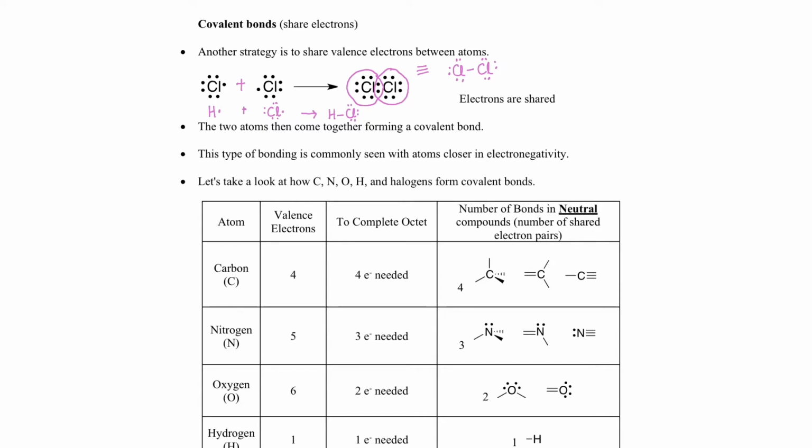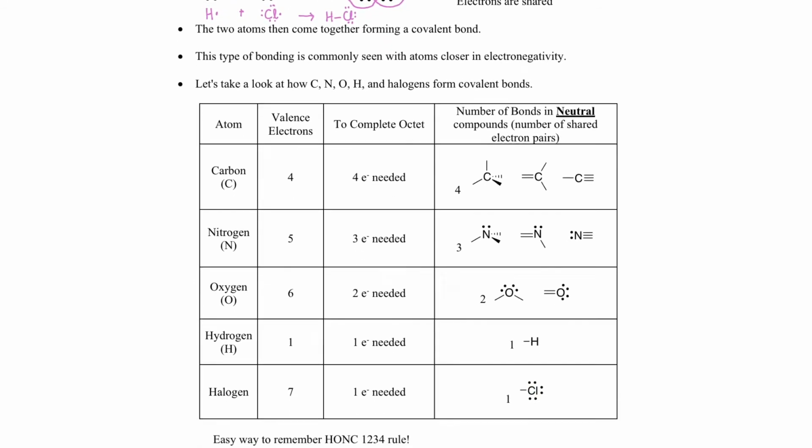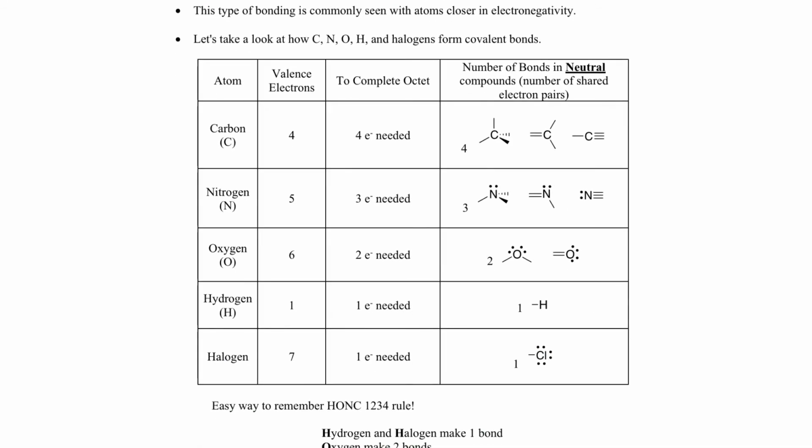So let's see how these 5 different kinds of atoms form bonds, covalent bonds, when they are neutral. This is especially important because the number of bonds that they can form is going to change when you throw in formal charges. Let's first talk about carbon.